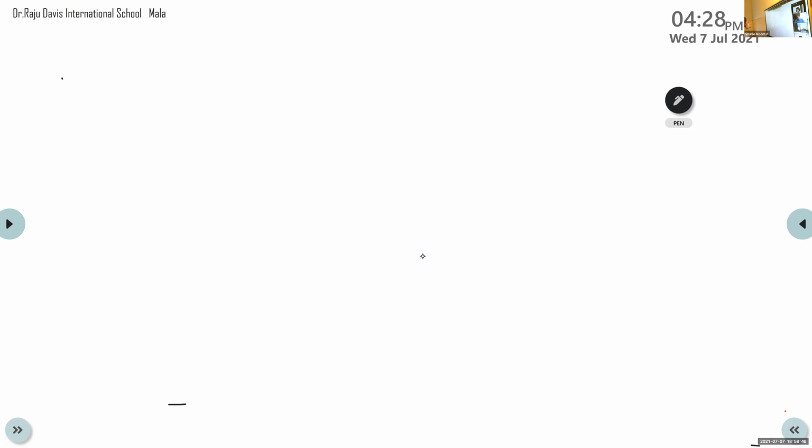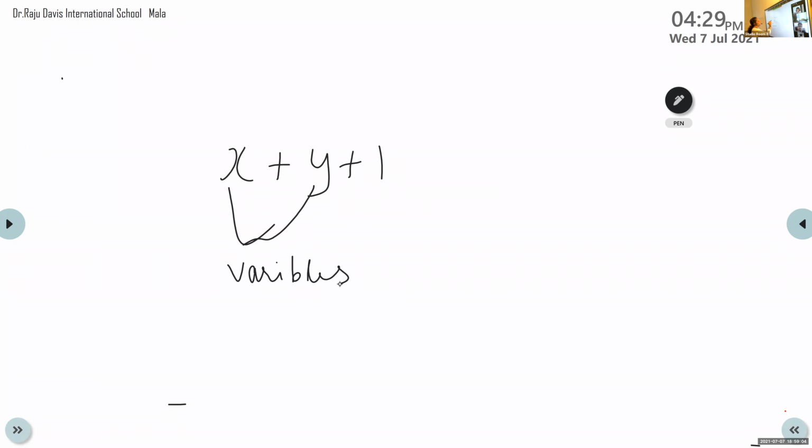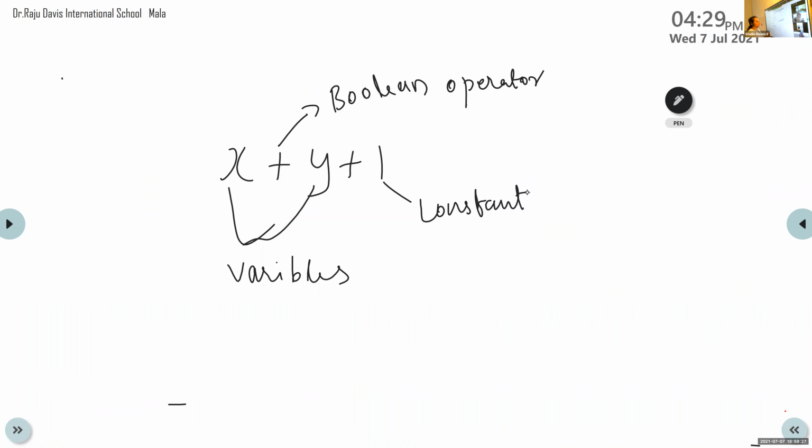Okay, I will just write one expression, x plus y plus 1. This is one Boolean expression. Here x and y are known as Boolean variables. Here we are using Boolean variables, and this plus is a Boolean operator. It is not the arithmetic operator plus, it is a Boolean operator. This is a Boolean constant, just like a constant value.